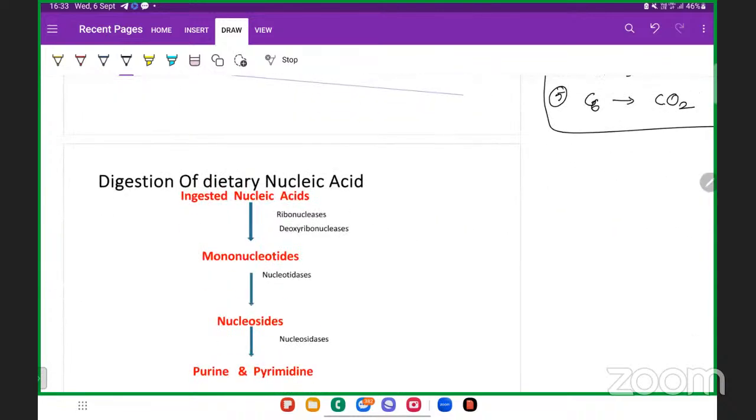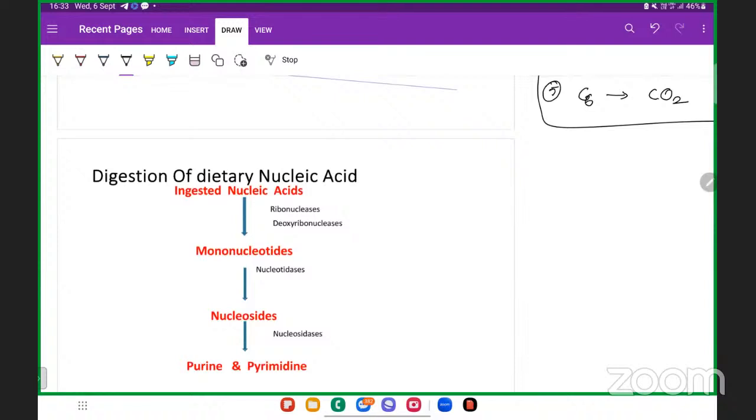Now, you are going to talk about the purine. So you are going to take a nucleic acid, the ingested nucleic acid, ribonuclease, deoxyribonuclease, everything. So you have your damaged DNA. All this damaged DNA and damaged RNA are going to be broken down into nucleoside, nucleotide, and finally they will be broken down into purines and pyrimidines.